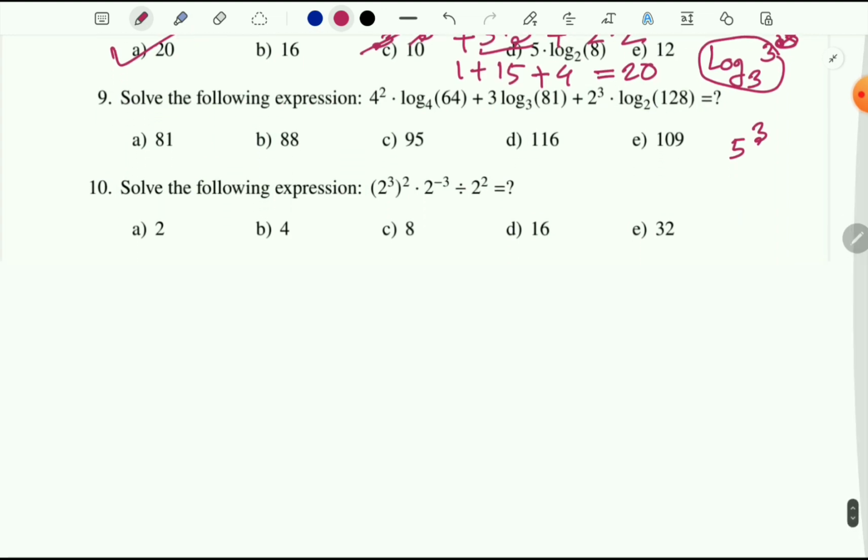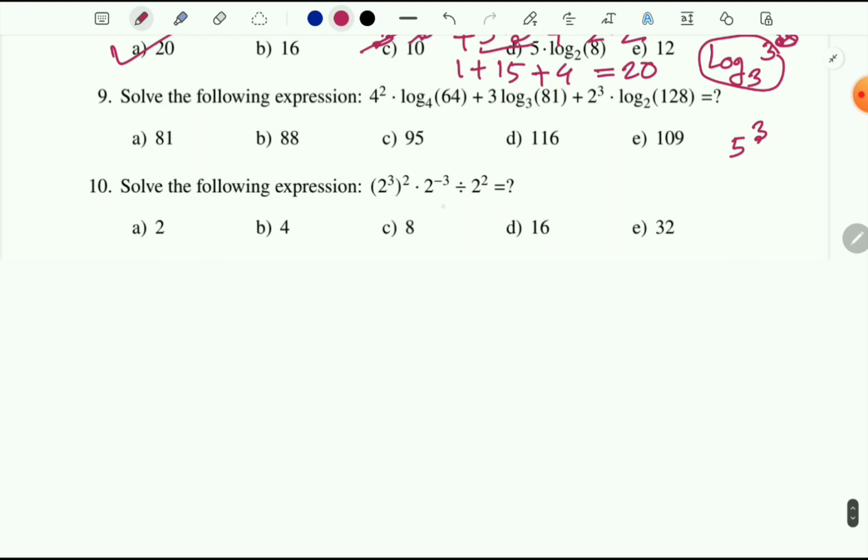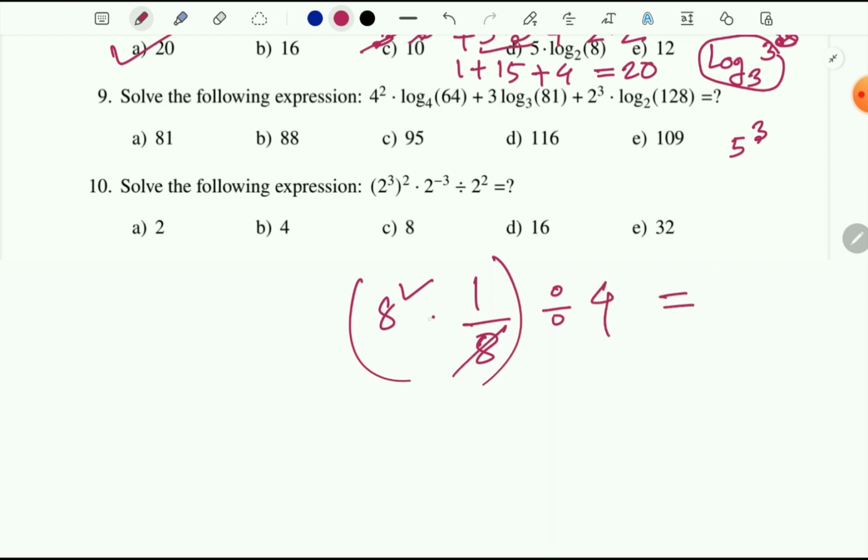We can solve this way. So 2 power cube gives us 8 square, and we can write here 8 divided by, that means this whole thing will be divided by 4, equal to what? So 8 and 8 square cancel each other, like a square cancels, remains 8, and 4. We have to divide 8 by 4, that means 2. Our option is A.